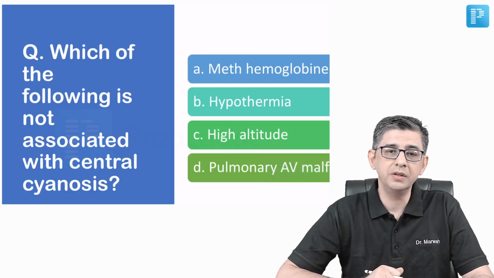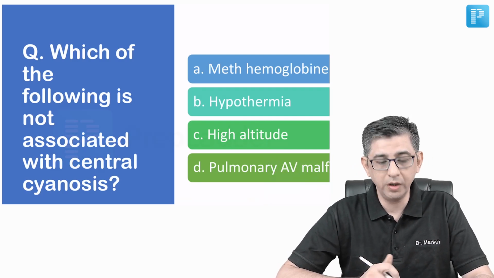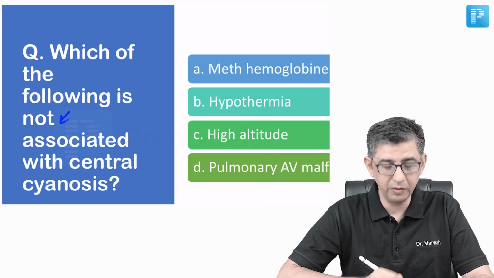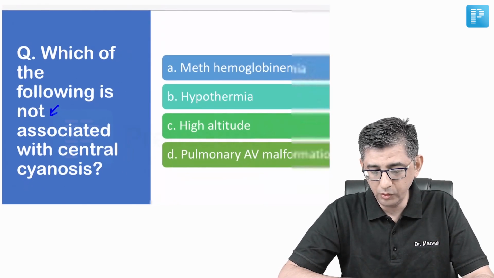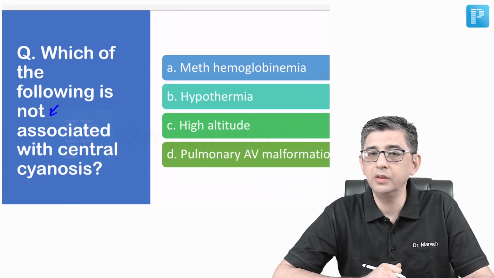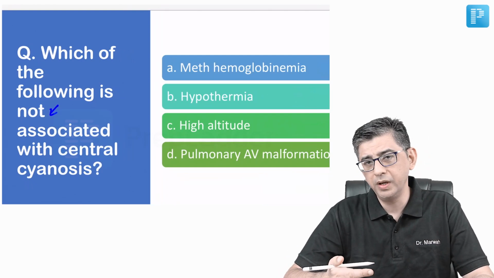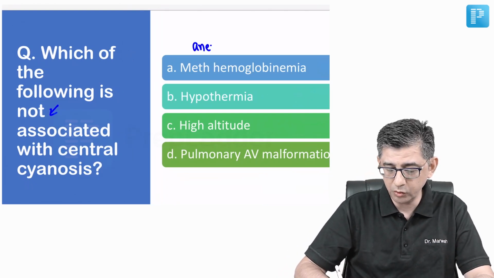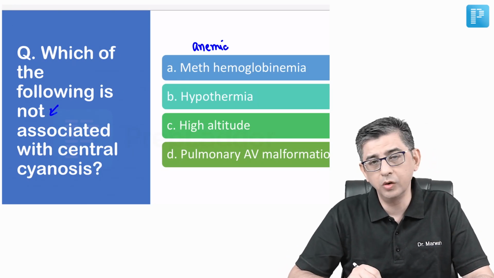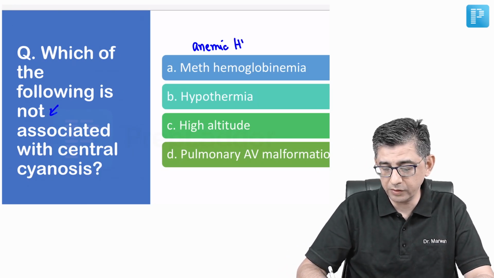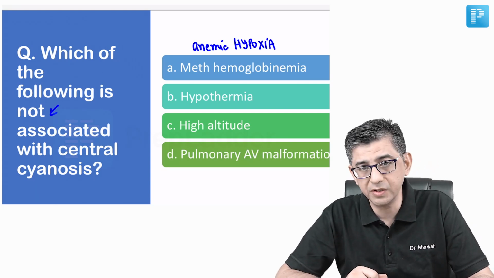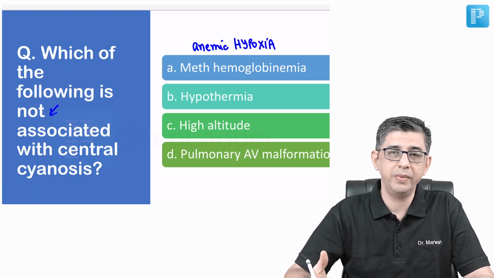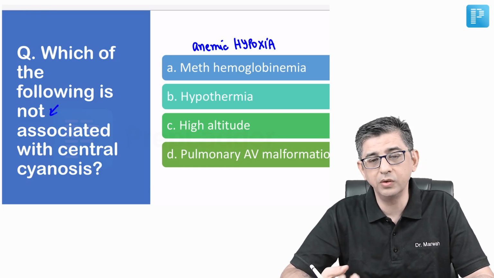The very first question said: which of the following is not associated with development of central cyanosis. If you look at option A, methemoglobinemia, this would be an example of a condition causing anemic hypoxia. You very well know that methemoglobinemia would be seen in industrial workers, mainly with respect to exposure to nitrates.